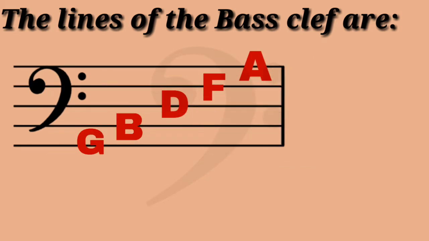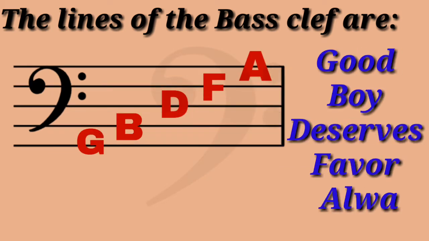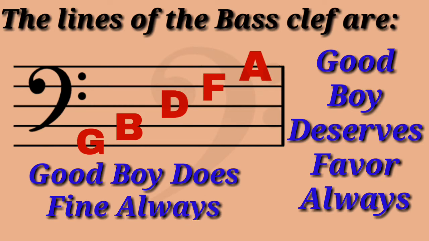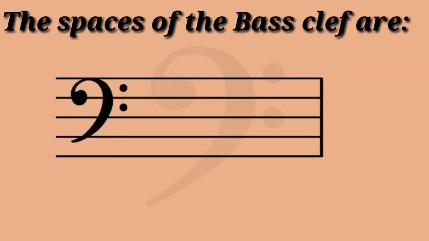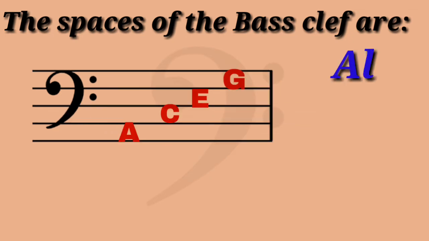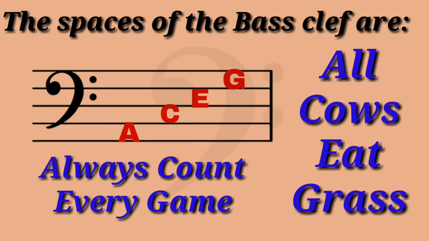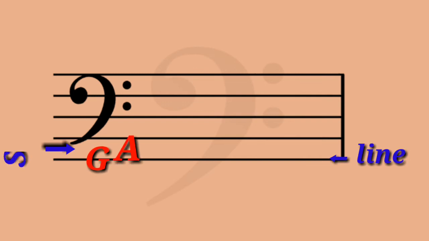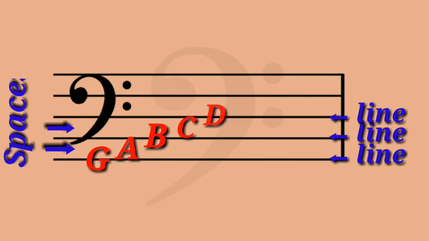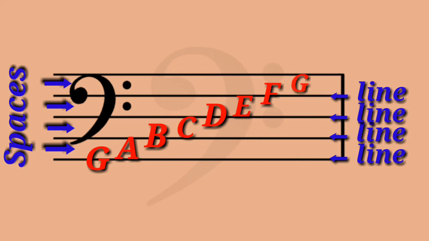You can memorize them with "Good boy deserves favor always," "Good boy does fine always," or any other phrase you want. For the spaces, the first space is A, the second space is C, the third space is E, and the fourth space is G. You can memorize them with "All cows eat grass," "Always count every game," or any other phrase you want. So, combining the lines and spaces of the bass clef, we have G, A, B, C, D, E, F, G, A.